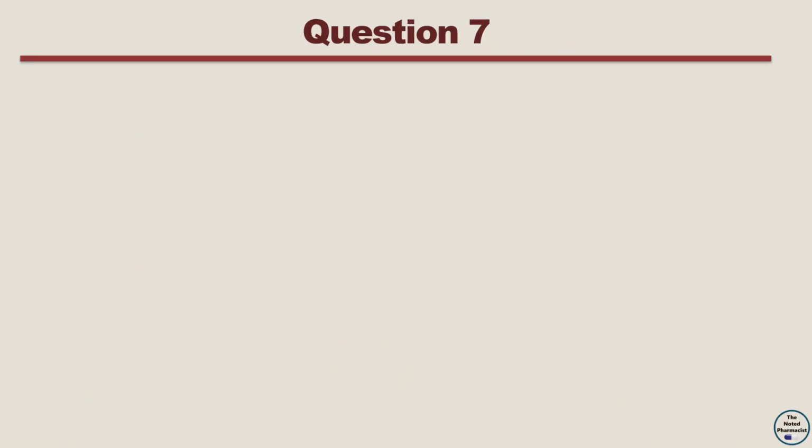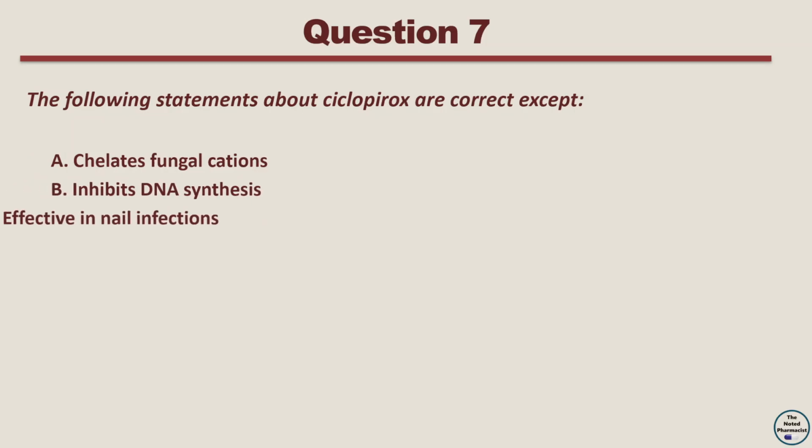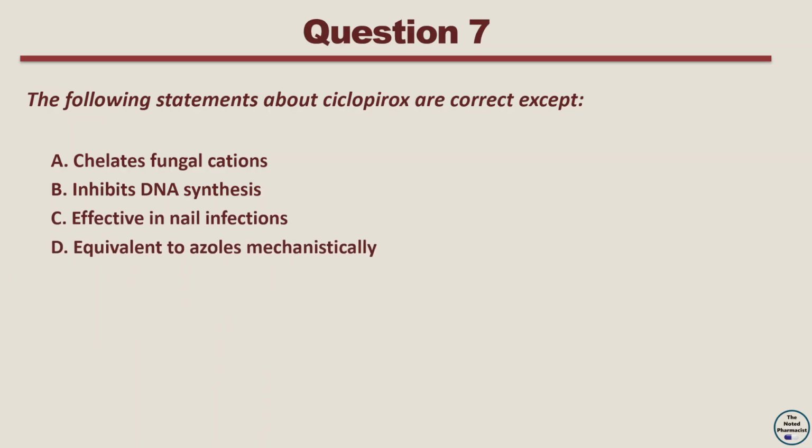Question 7. The following statements about ciclopirox are correct except: Option A, it chelates fungal cations. Option B, it inhibits DNA synthesis. Option C, it is effective in nail infections. Option D, it is equivalent to azoles mechanistically. Option E, it has broad antifungal activity.